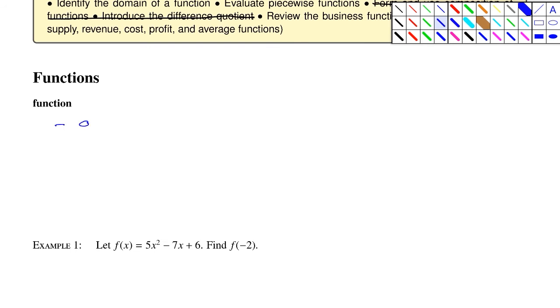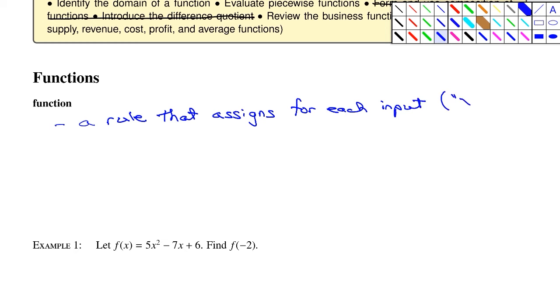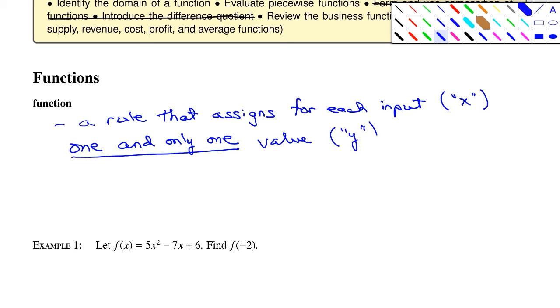Well, a function is a rule that assigns, for each input, which we usually call x, but we can use other variables as well, one and only one, let's underline that, value. Well, that value is usually what we call the y. So that's the idea behind a function.